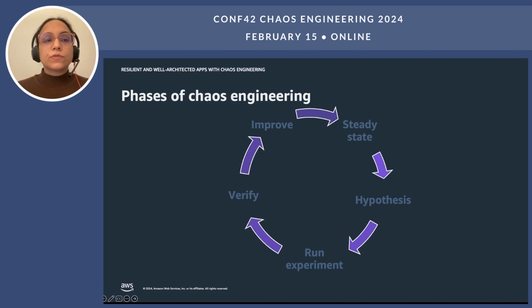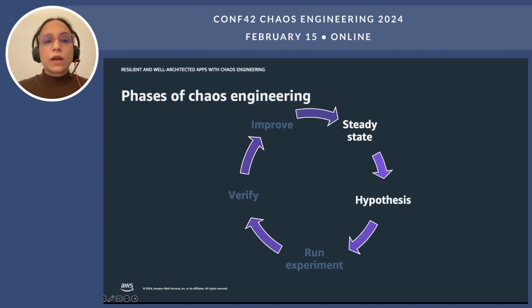Let's discuss different phases of chaos engineering. First, steady state. This phase involves an understanding of the behavior and configuration of the system under normal conditions. By defining your steady state, you can detect deviations from that state and determine if your system has fully returned to the known good state.